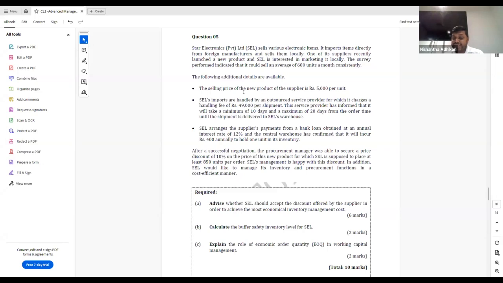But currently we are selling 600 units per month. SCL management is happy with this discount. In addition, SCL would like to manage its inventory and procurement function in a cost-efficient manner. Okay, those are the information available.